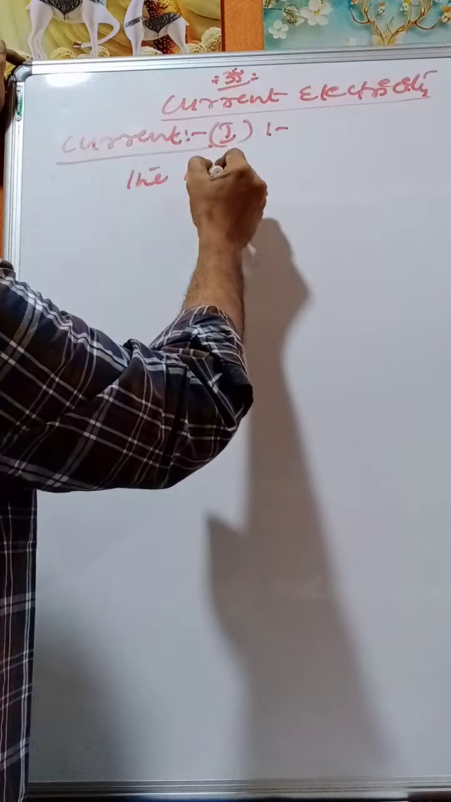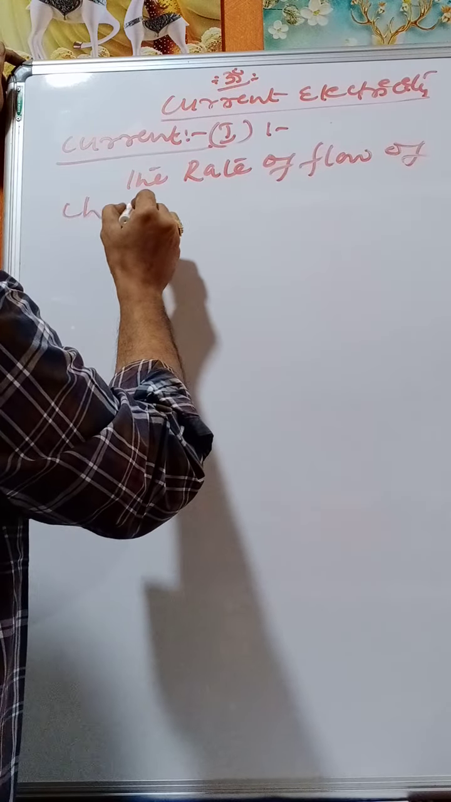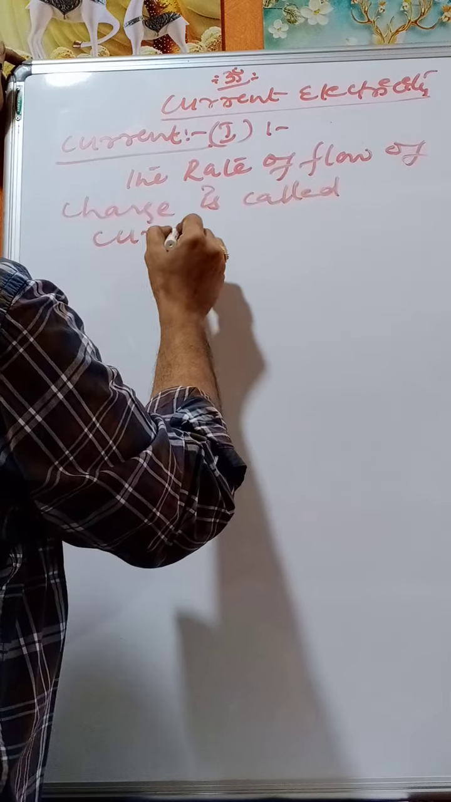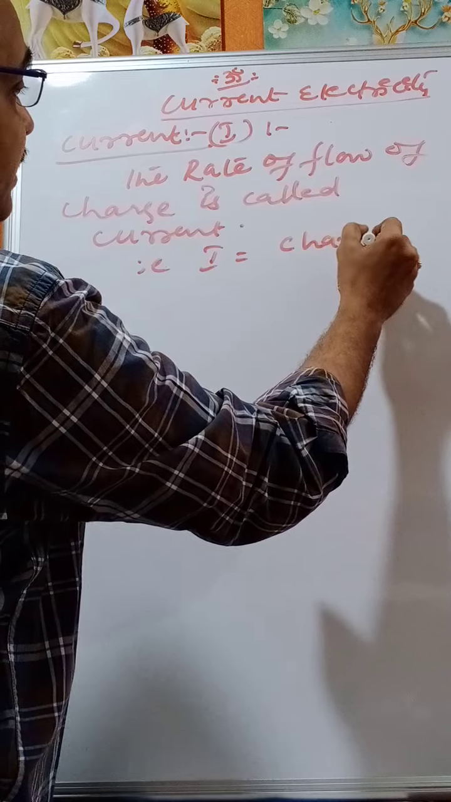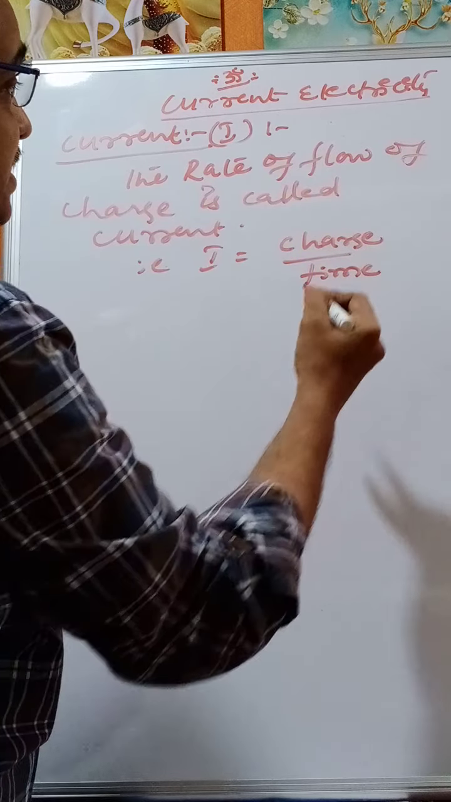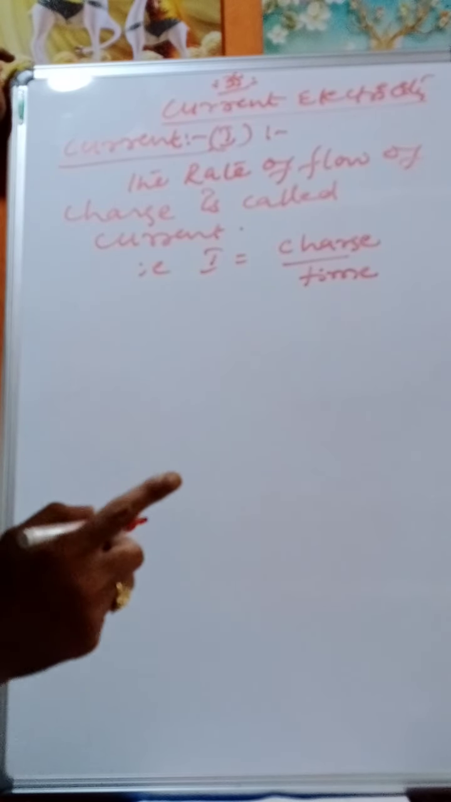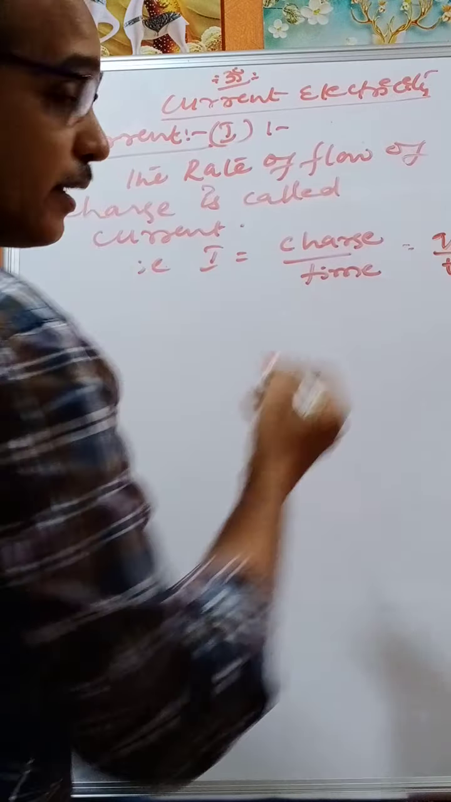The rate of flow of charge is called current. Generally we say it's called current. That is, current I is equals to charge by time. So in the physics sense, rate of flow, unless it is mentioned, it is with respect to time only. In physics sense, the rate means with respect to time only. Therefore, the current is charge by time, or simply we can say Q by T.